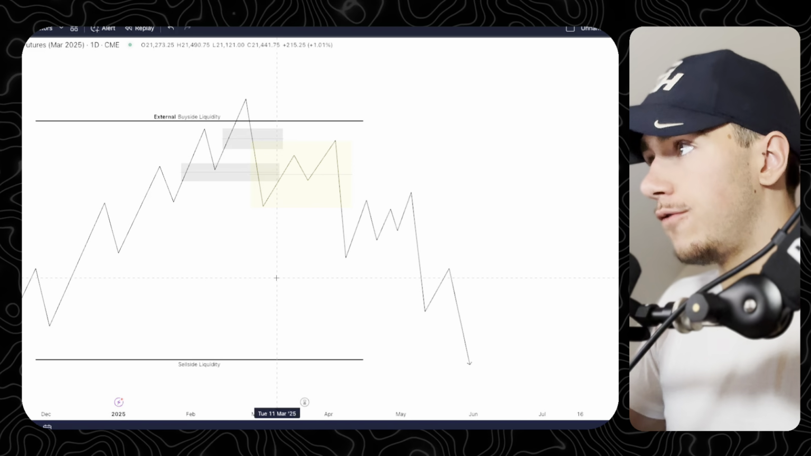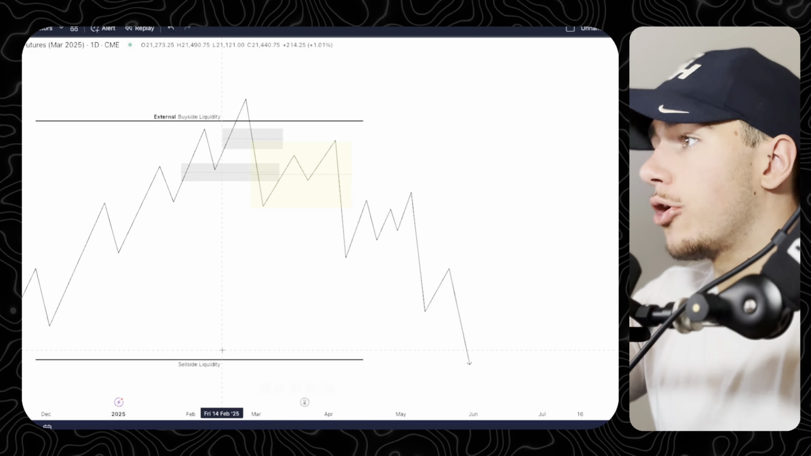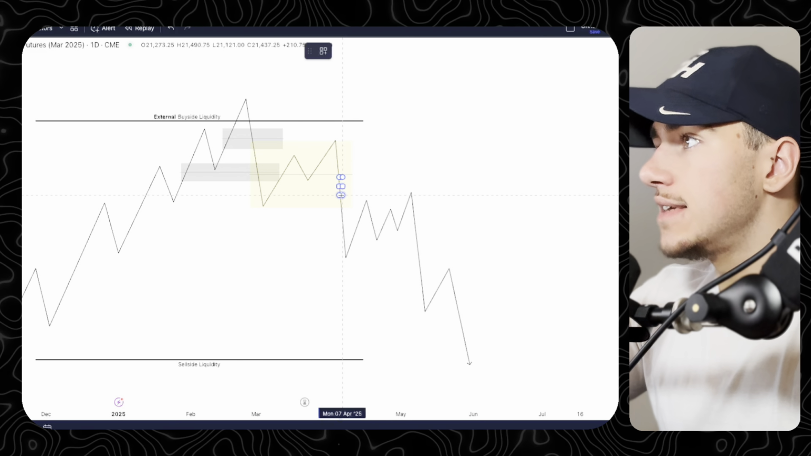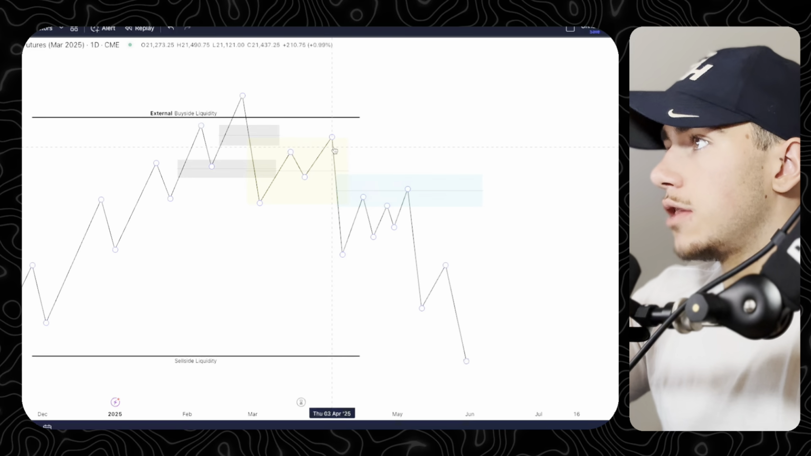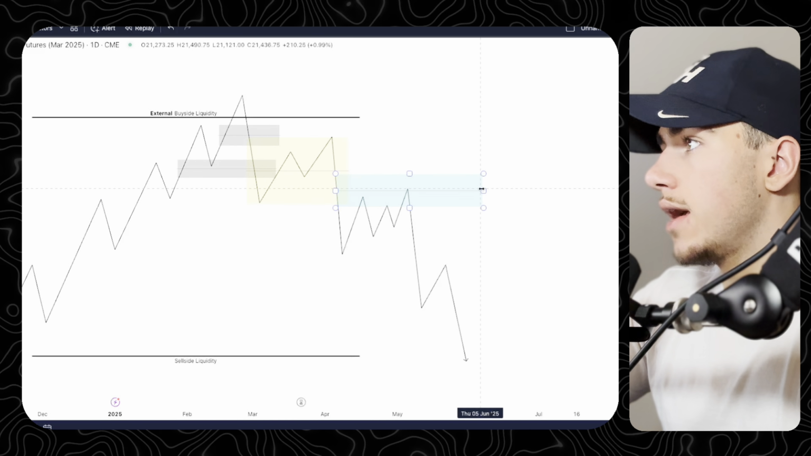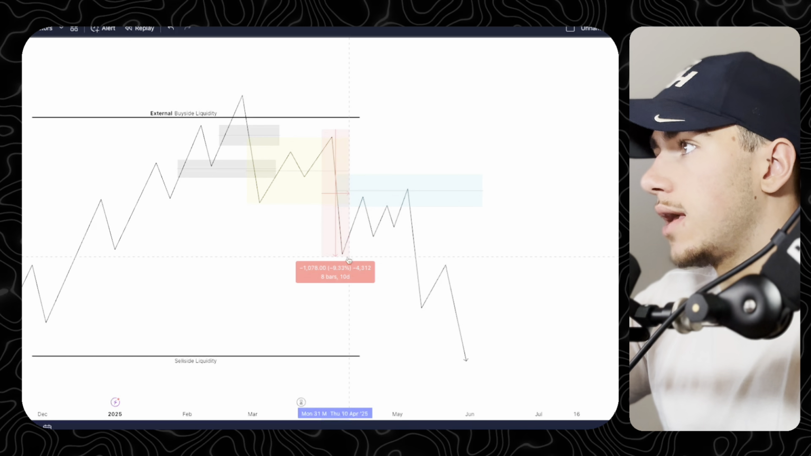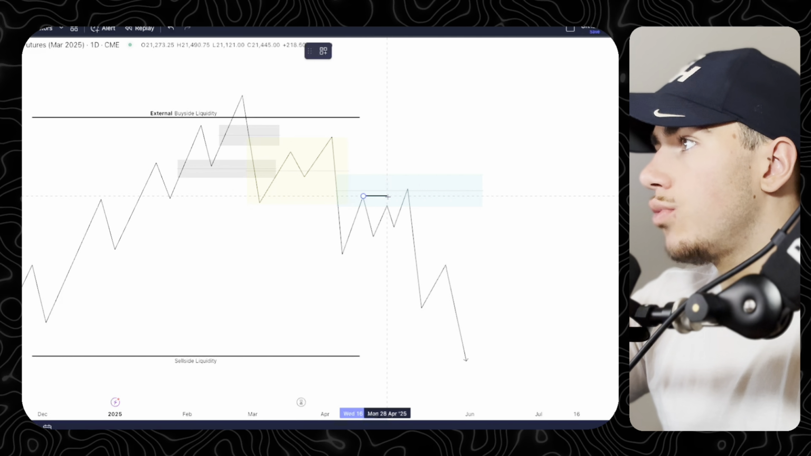There's only a few specific highs and lows that I will buy or sell. And when we're talking about a market maker model, the one I am the most interested in is the highs and lows created within imbalances. So let's say that this displacement leg right here created a fair value gap. This blue rectangle represents a fair value gap that we created in this displacement leg right here. So notice how the market ran up and created a high within that imbalance.